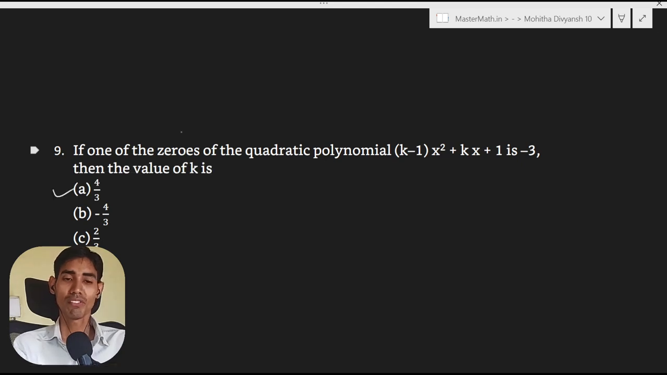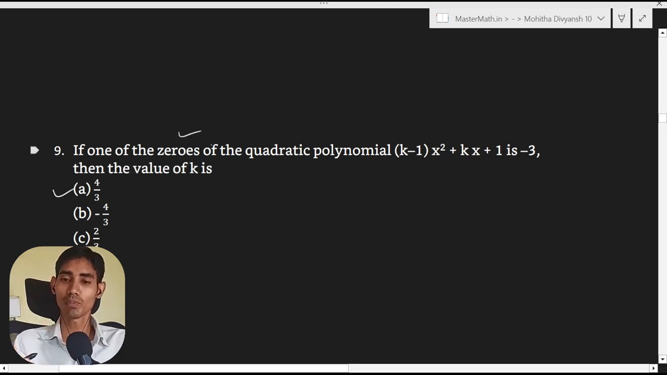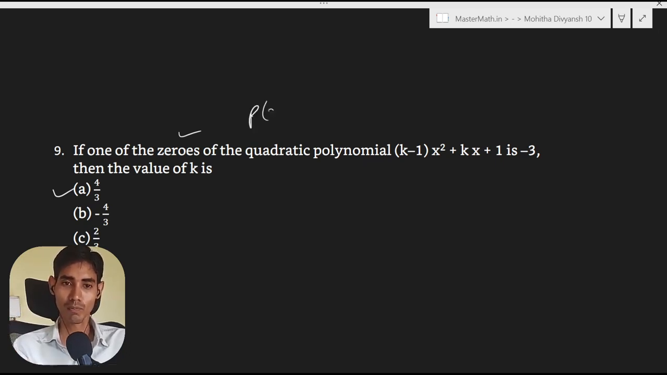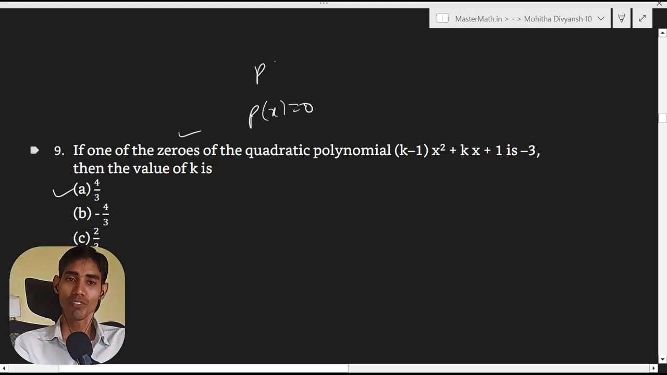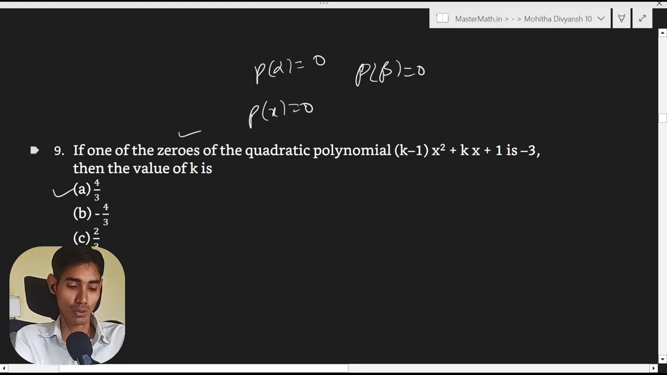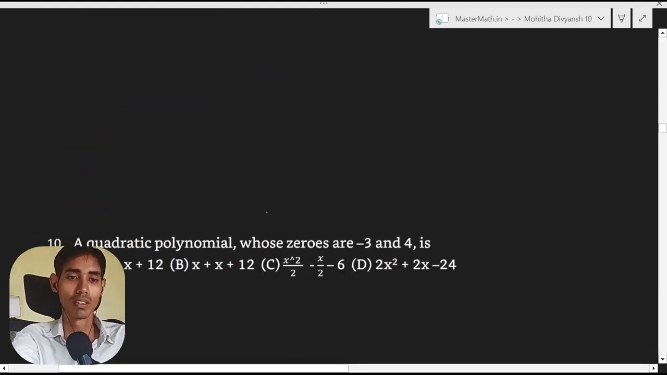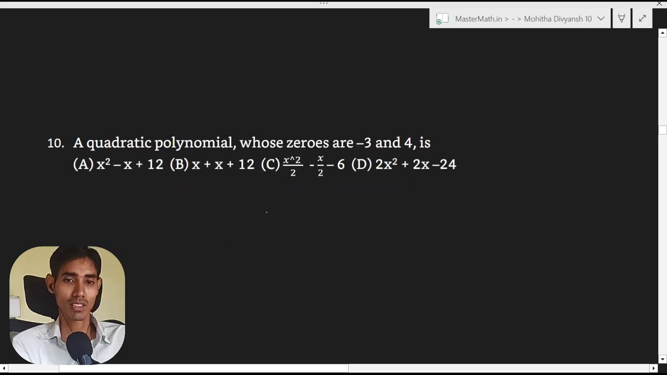So if one of the zeros satisfies this polynomial, it's going to give us a 0. P of alpha is also 0 and P of beta is also 0. Both the zeros would give us a 0 value. If we just solve it, we'll get some equation, and on simplifying, we'll get this value. Now this is interesting. Let's see.